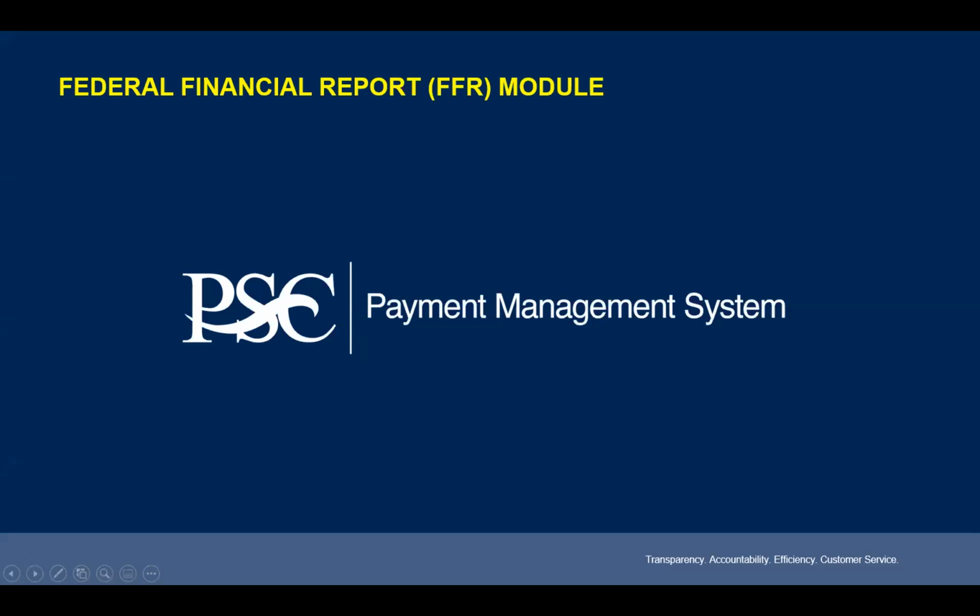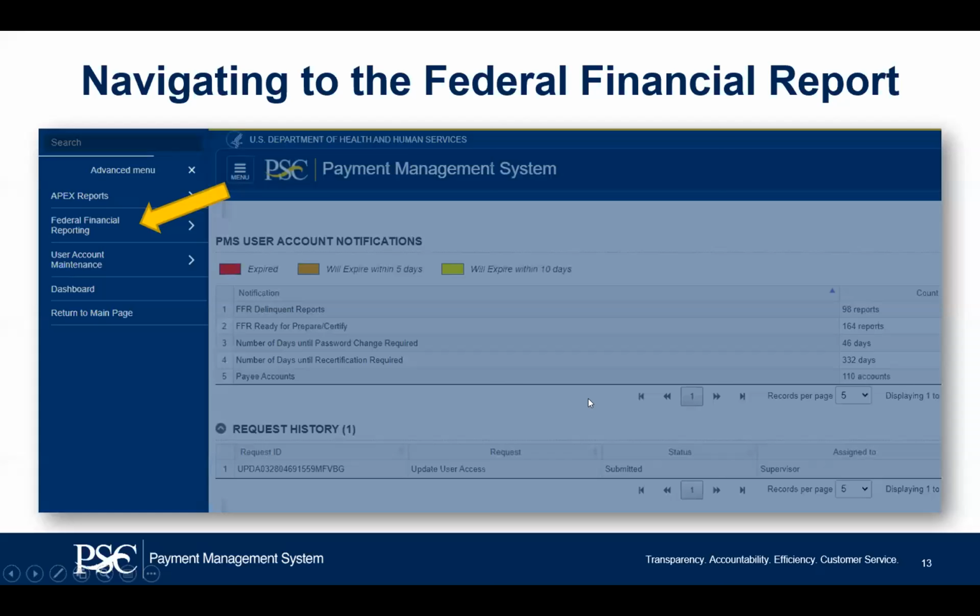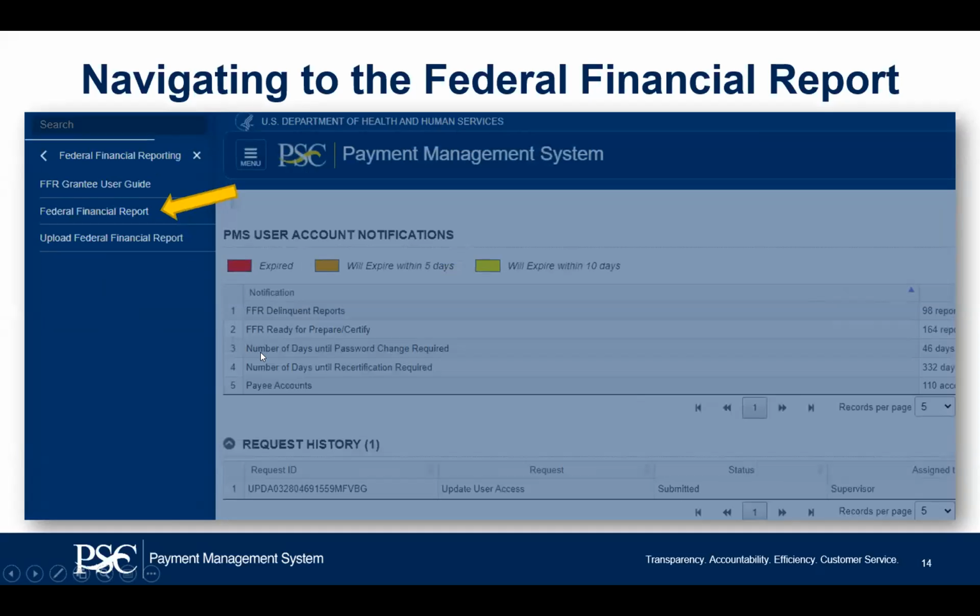So now let's talk about the Federal Financial Report module. Once you log on to PMS, Payment Management System, you're automatically routed to what we call a dashboard. From your dashboard, you're going to go to the top left and click on Menu. When you click on Menu, then you will see Federal Financial Reporting. You will click there. Once you're there, it will take you to the next screen for the Federal Financial Reporting listing. And you're going to select the second option, Federal Financial Report. You also will see a user guide as well.